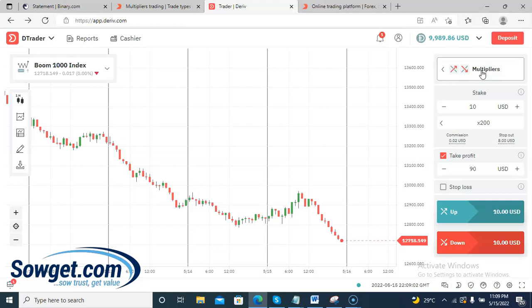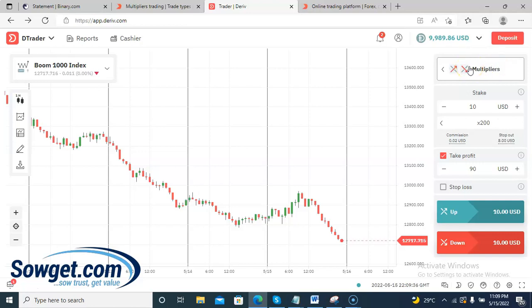So let me just give you a brief explanation of how multipliers work, because you need to know how it works so that you can use it to your advantage. If you have traded Forex before, or you have a little knowledge of Forex trading, these multipliers you are seeing here are exactly like your leverage in Forex. When you trade on Forex markets, it's just like your leverage. But on Deriv we call it multipliers.